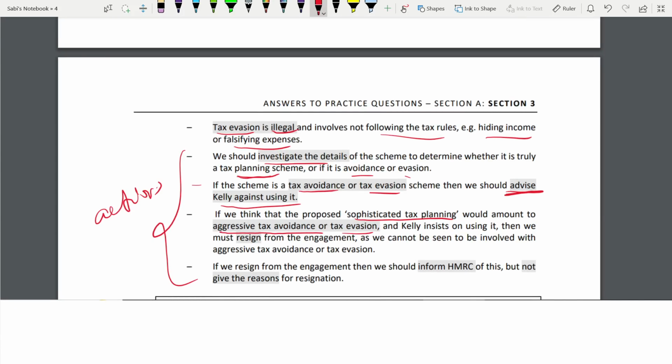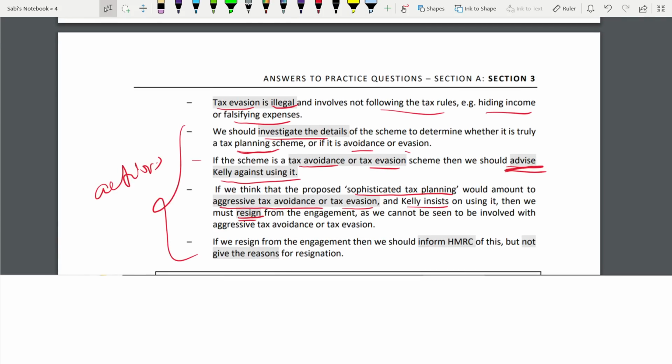Then, still, if Kelly insists on using that tax planning, you must resign. See, that resign comes later. First, you advise the client. If he doesn't listen, then you resign. Because you cannot be involved with tax evasion or avoidance. Next, after resigning comes inform HMRC. So this has to follow an order, and this order is fixed always in an ethical question. You have to follow this order. First, we advise; if they do not listen, then resign. Then after resigning, inform HMRC and do not give reasons. Don't only inform HMRC, do not give reasons why you are resigning.